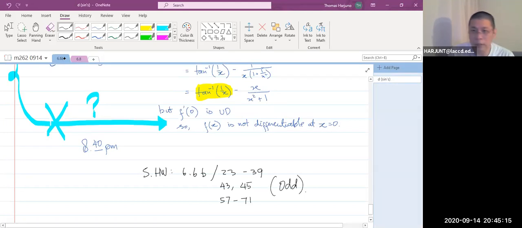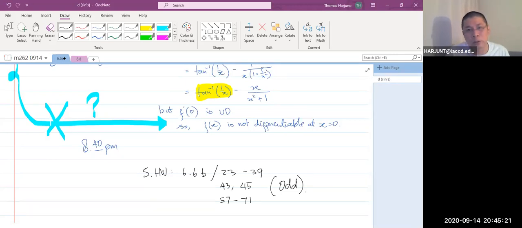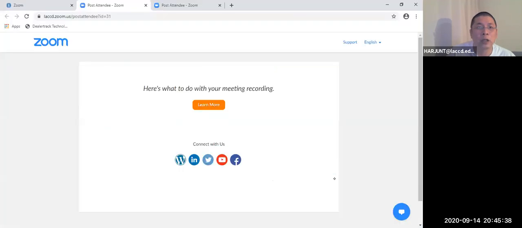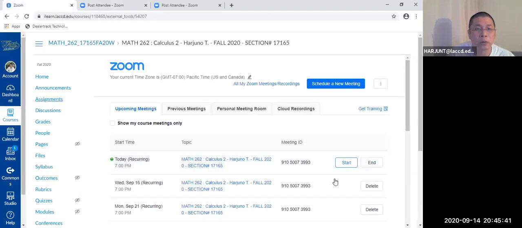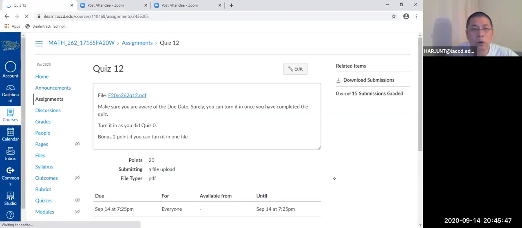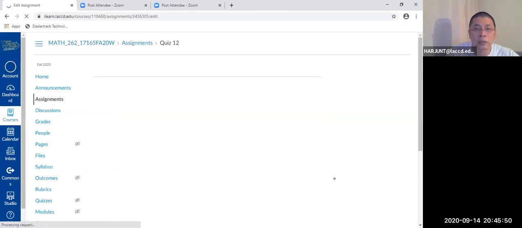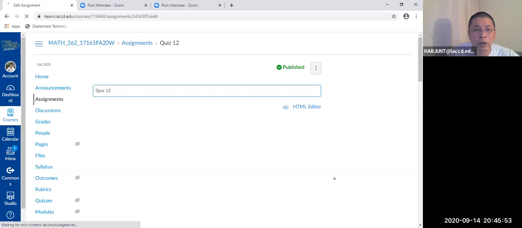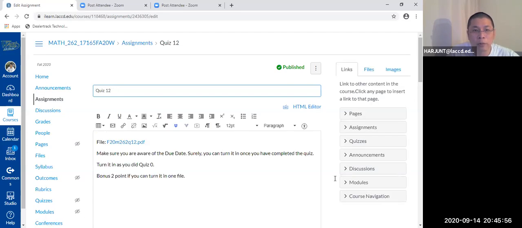Now, one of your friends asked, will we go over the homework? No, I will just write the solution for the take-home quiz and post it. I will post it under the assignment. So that's the assignment here, right? Later on, I will edit this and I will post the solution right above it.